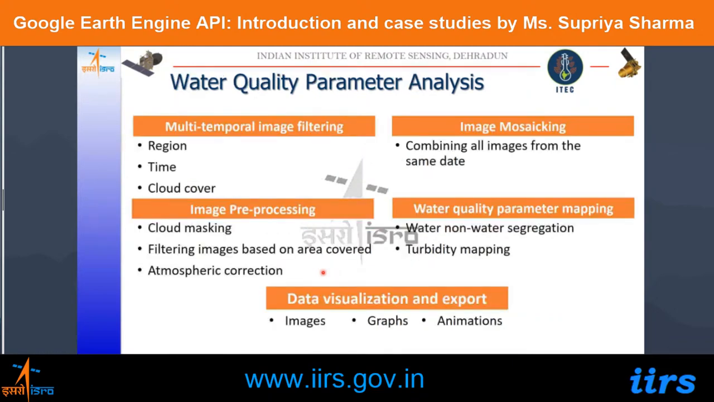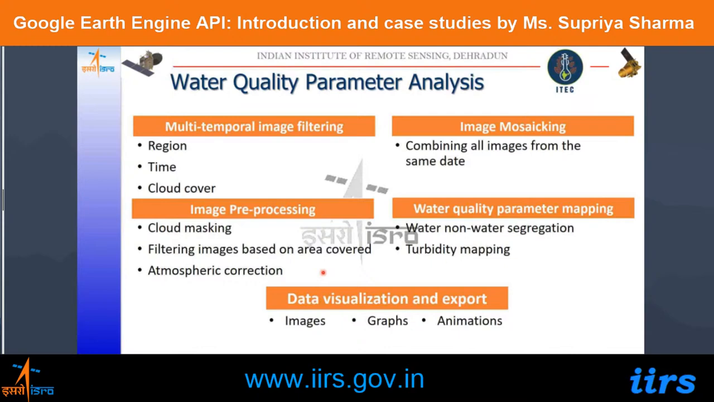So firstly, as I've already said, multi-temporal image filtering will be performed. This is based upon the region and the time, and also the cloud cover. Cloud cover is one property associated with all images from the Sentinel-2 dataset, which indicates what percentage of the image is covered by clouds. So we apply an external filter: if more than a certain percentage of pixels, let's say more than 20% or more than 50%, are covered by cloud, then we will drop this image. We will not take it for further analysis. Otherwise, we will take it for further calculations. So that is also one kind of filter that can be applied to the image.